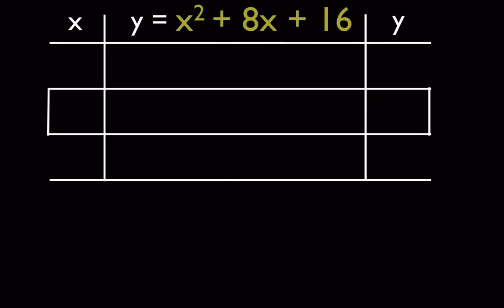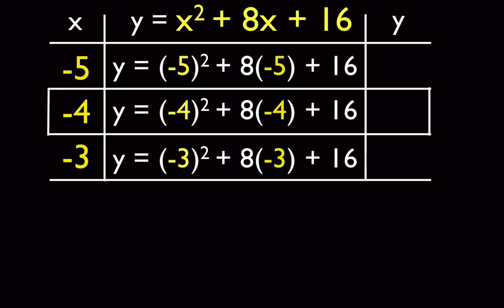Okay, the last one we're going to look at is x squared plus 8x plus 16. Now what we're going to do is start off with the opposite of 8, which is negative 8, divided by 2 is negative 4, picking the numbers next to it, negative 5 and negative 3, and then we're going to plot everything in.